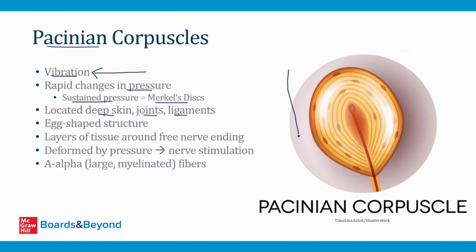They look something like what's shown on the slide here. It's an egg-shaped structure, and it has this shape because there's a free nerve ending surrounded by layers of tissue. And they get deformed by pressure, and this is what leads to nerve stimulation. And as we talked about a couple of slides ago, vibration is sent back to the brain via those largest A alpha large myelinated fibers.